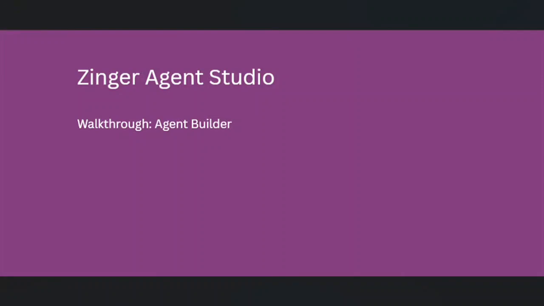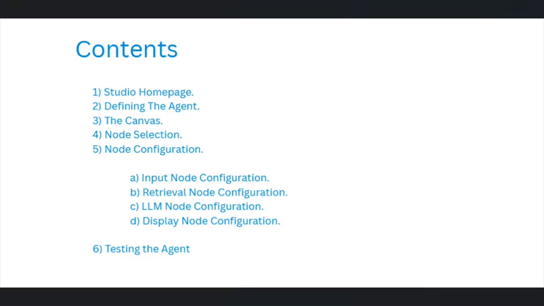In this video, we will use the Agent Builder to help you create a high accuracy Q&A bot in under 10 minutes. Let's begin. Moving forward, we'll be learning about the Studio homepage, defining the agent, the canvas, node selection, node configuration for the following nodes: the input node, retrieval node, the LLM node, and the display node. Finally, we'll be testing our agent.